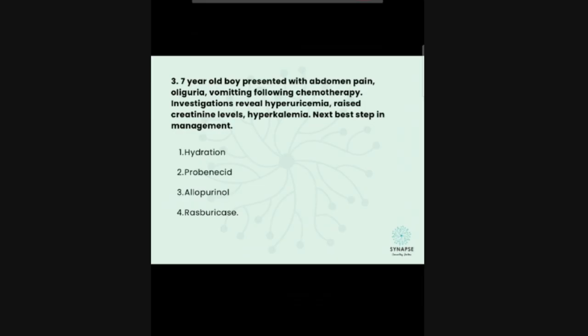Then the next option is probenecid. What is probenecid? You should also know that probenecid reduces the reabsorption of uric acid in the renal proximal tubules. How? It inhibits the organic anion transporter. So uric acid will not get reabsorbed, it will be excreted in urine.